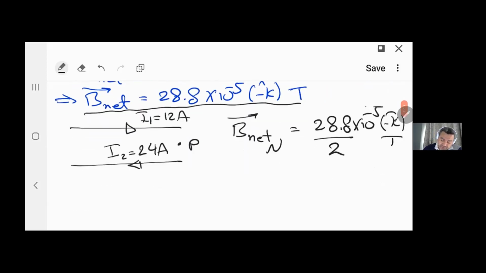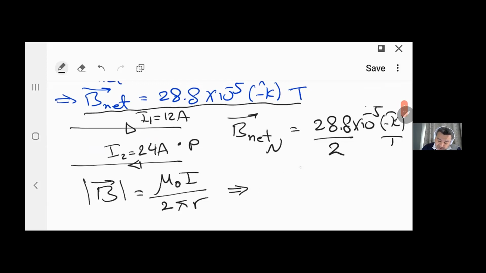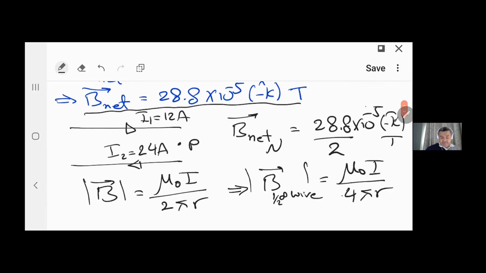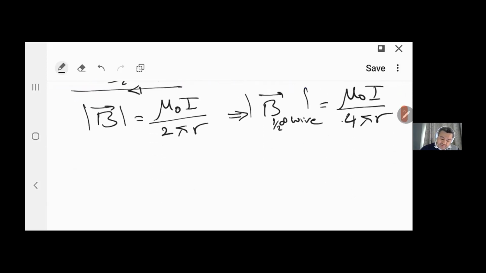So this means that if my magnetic field for the infinite wire is mu naught I over 2 pi r, then for half of the wire at the same point of interest, the half infinite wire will be mu naught I over 4 pi r. Where did we get this one from?